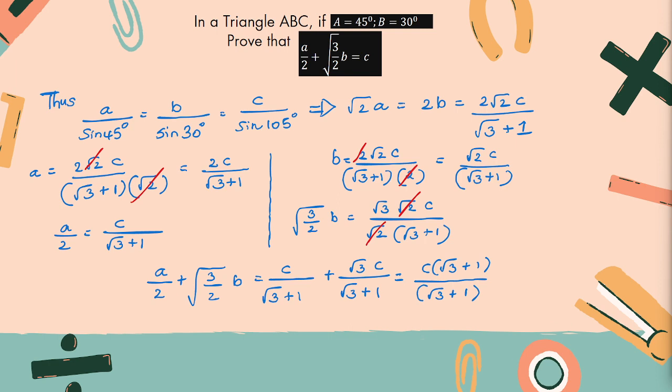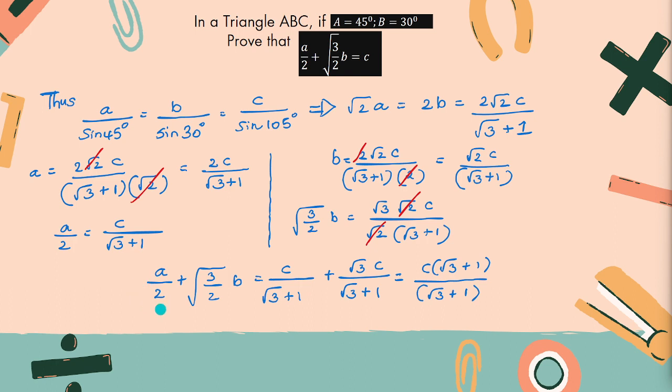And when you multiply all of this by root 3 over 2, because b is multiplied by root 3 over 2 in the question, you get root 3 root 2 c over root 2 times root 3 plus 1. And when you cancel out the root 2's, you get root 3 c over root 3 plus 1.